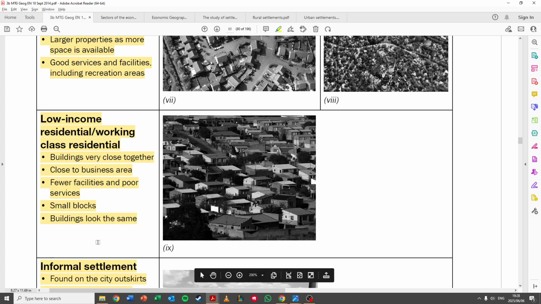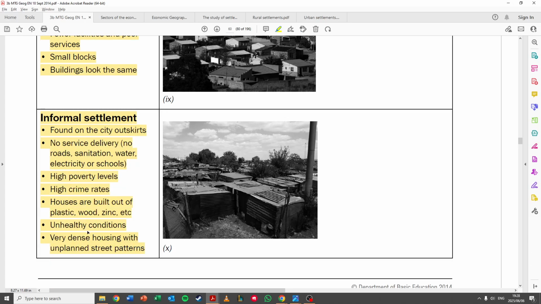Then you have your low income residential areas. So these tend to be closer towards the CBD. The buildings are very close together. There's fewer facilities and poorer services, small blocks, and a lot of times the buildings look very similar.